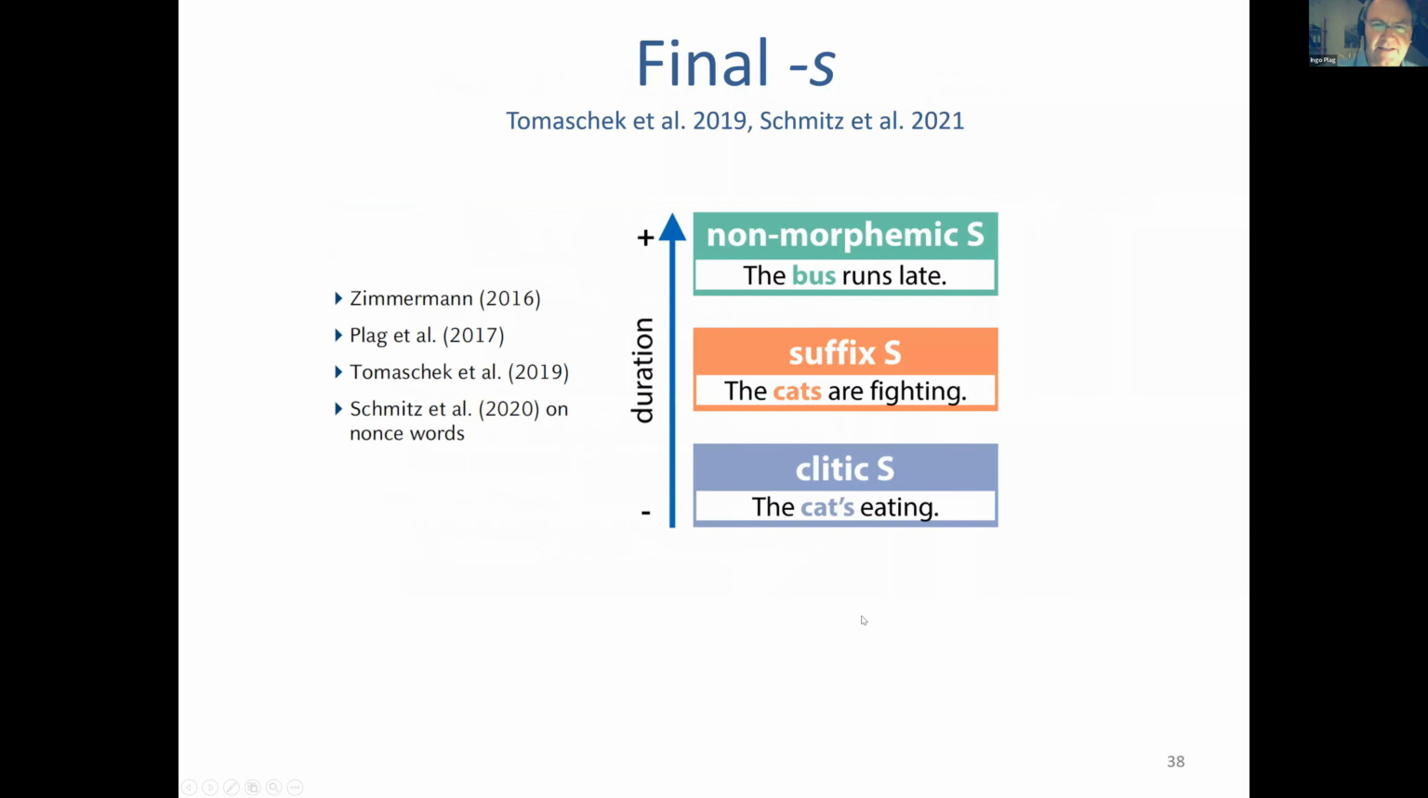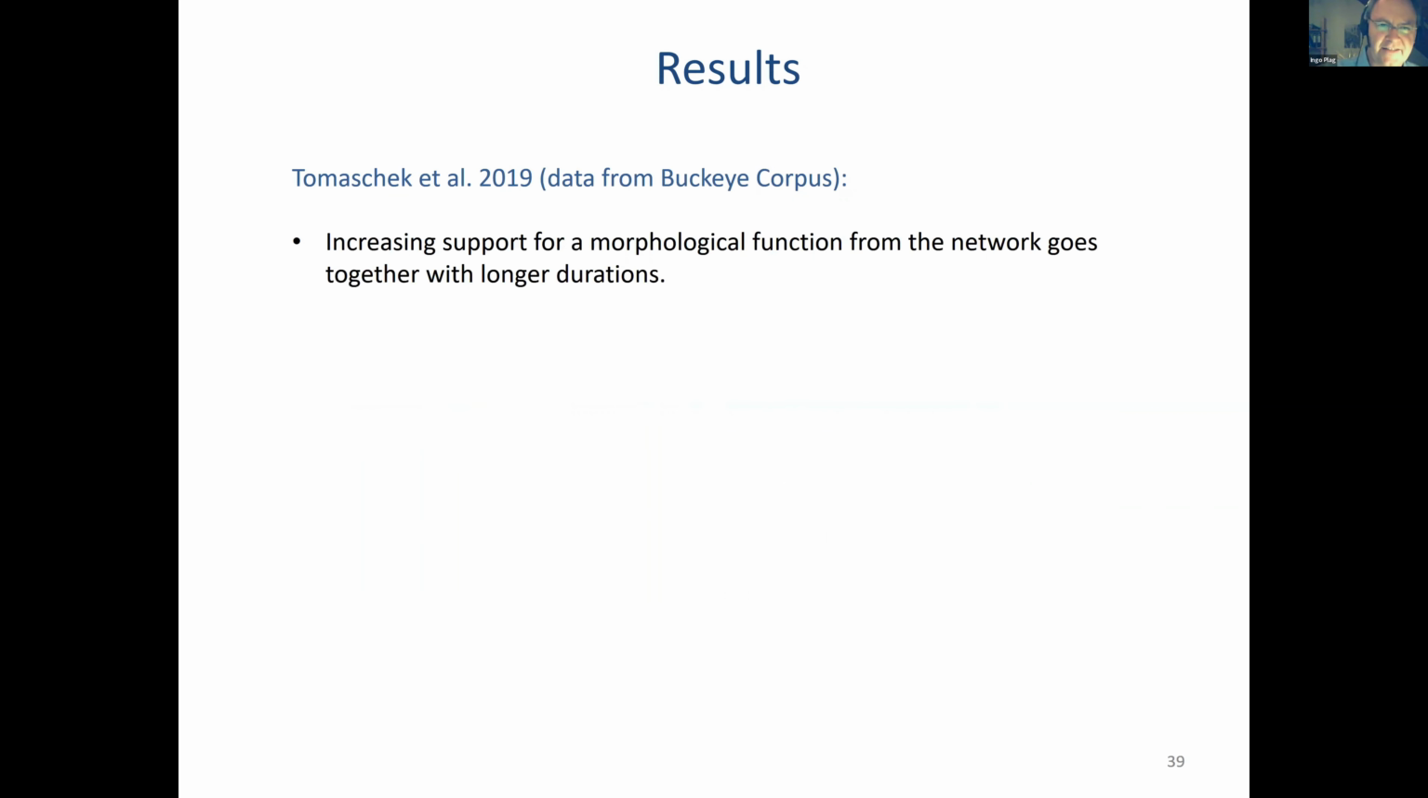First, final S. Here, the general facts are that depending on the function, you get different durations. So the clitic S is shortest. The suffix S, as in plural cats, is longer than the clitic, and the longest is the non-morphemic S. And this has been established in various studies. Now we want to model this. And the result was that increasing support for a morphological function from the network goes together with longer duration.